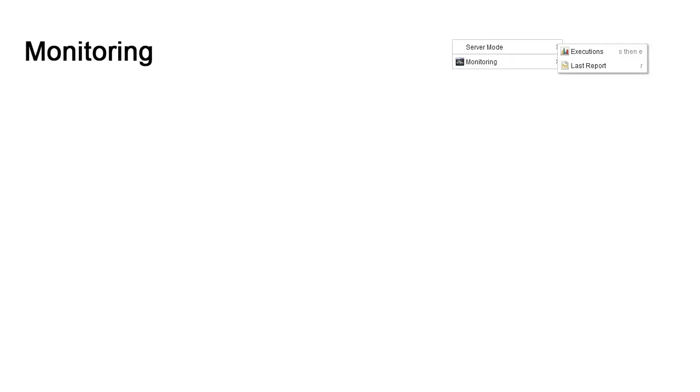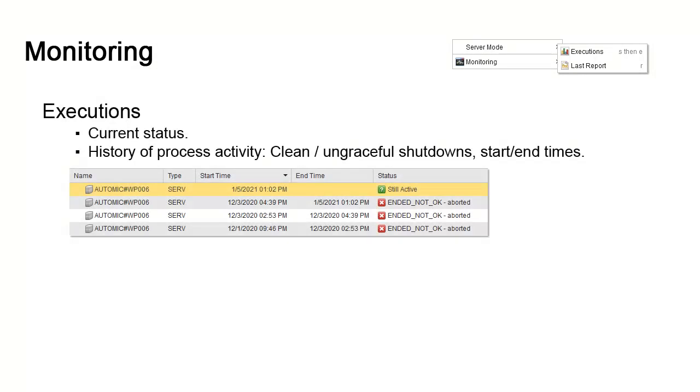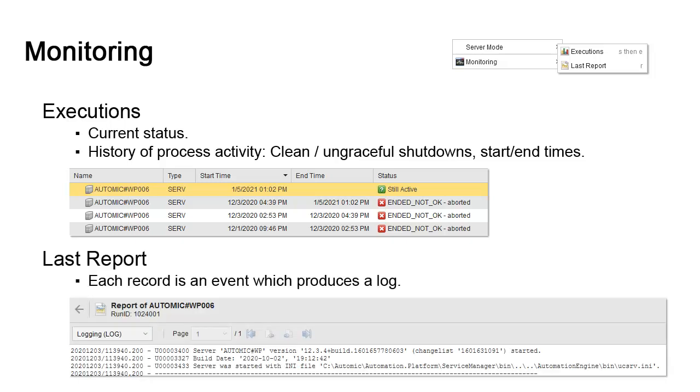Finally, we look at some of the monitoring capabilities. The first is executions, which show the current status of a process, as well as the history of starts and stops. This is useful in establishing whether they were clean or ungraceful stops, and if a particular situation needs to be remediated. The last report option produces the log generated when process activity last occurred.